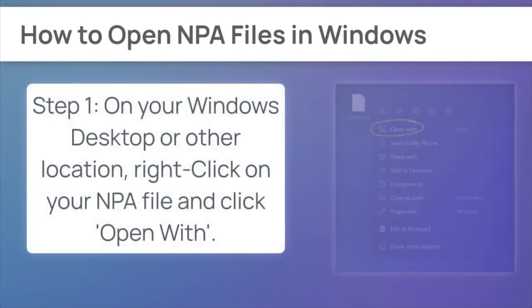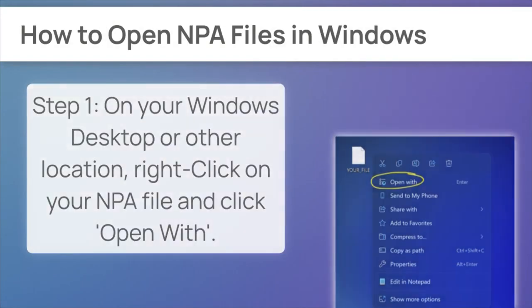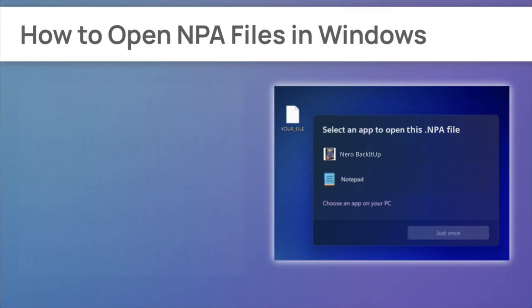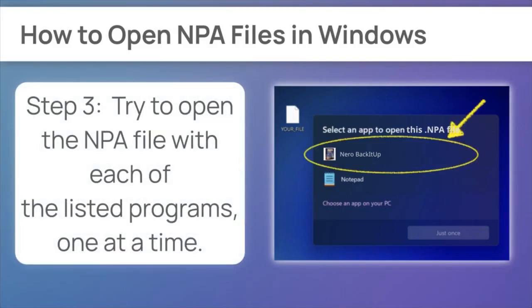Your reliable starting command is the Open With action. Right-click the NPA file and select Open With. If Nero BackItUp is installed, use it. If not, choose another program. We must find the app that claims the file.